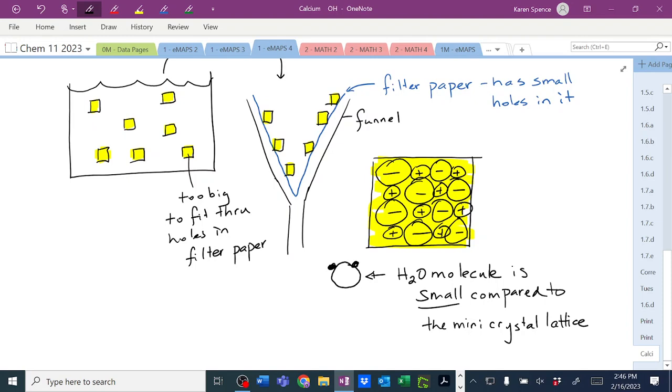Now, in order for this to work on our diagram, I shrunk my mini crystal lattice into those little squares. I am also going to shrink my water molecule so that it is just now a little red dot, okay? That's now H2O, because if I'm going to shrink one thing, I have to shrink the other thing so that they are now there together. And so in this beaker, I now don't just have those, I have little water molecules.